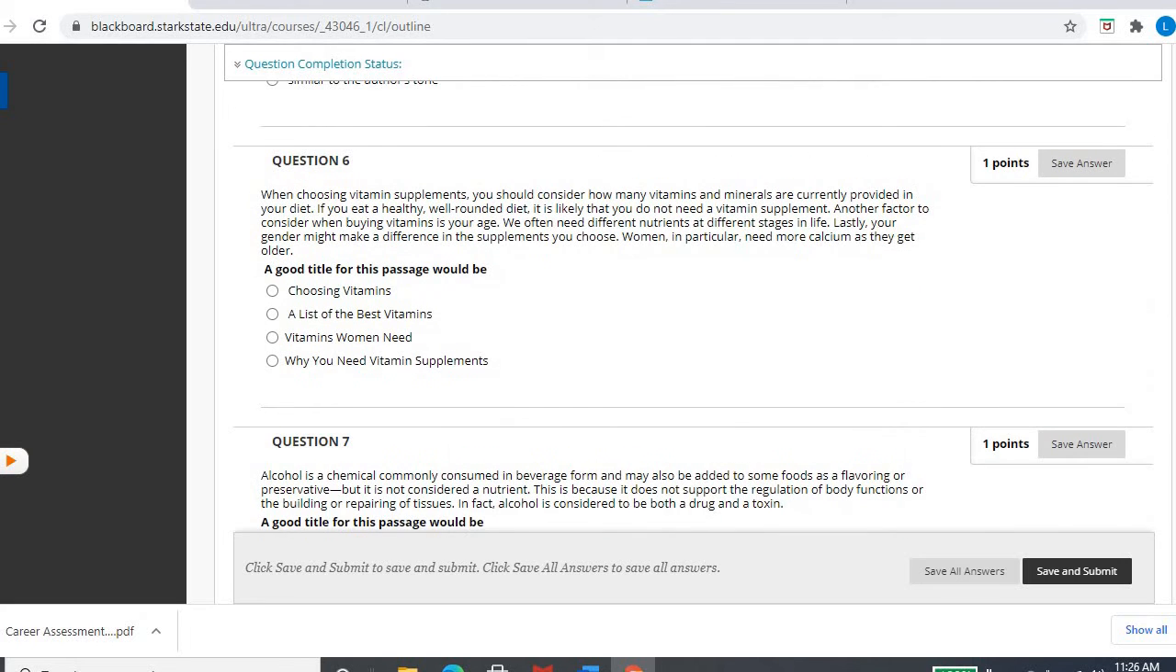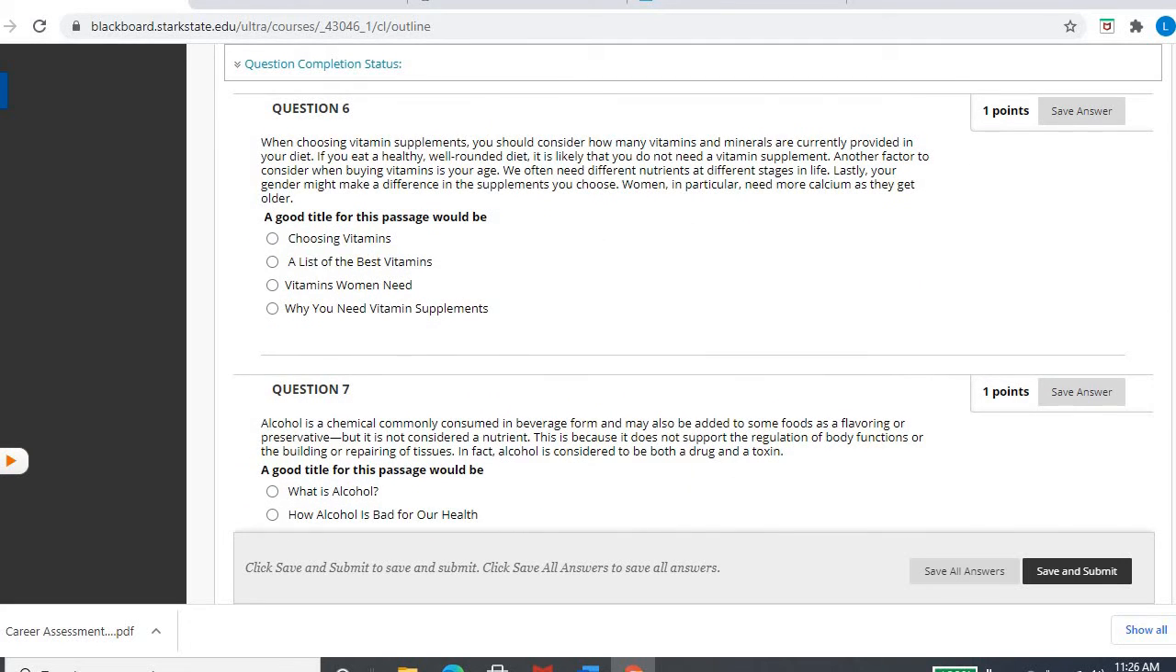So if I scroll up to paragraph 6, it says, when choosing vitamin supplements, you should consider how many vitamins and minerals are currently provided in your diet. If you eat a healthy, well-rounded diet, it is likely you do not need a vitamin supplement. Another factor to consider when buying vitamins is your age. We often need more nutrients at different stages in life. Lastly, your gender might make a difference in the supplements you choose. Women in particular need more calcium as they get older.